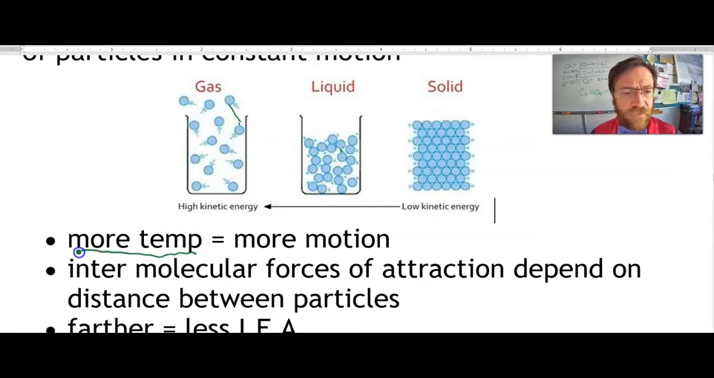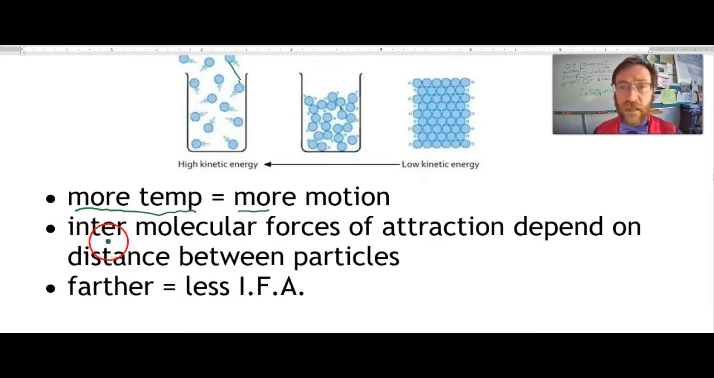So what that means is the more temperature we have, right? Because remember, temperature is a measure of the average kinetic energy, the energy of motion. That means more motion. So the higher temperature means there is more motion. They're moving faster. Does that make sense? So the intermolecular force, something to keep in mind, is the intermolecular force of attraction depends on distance.